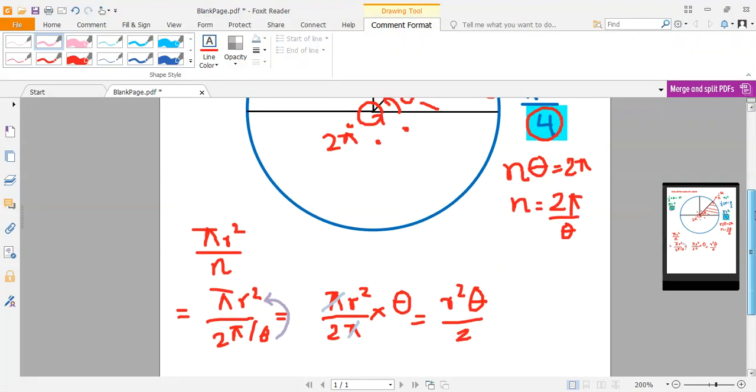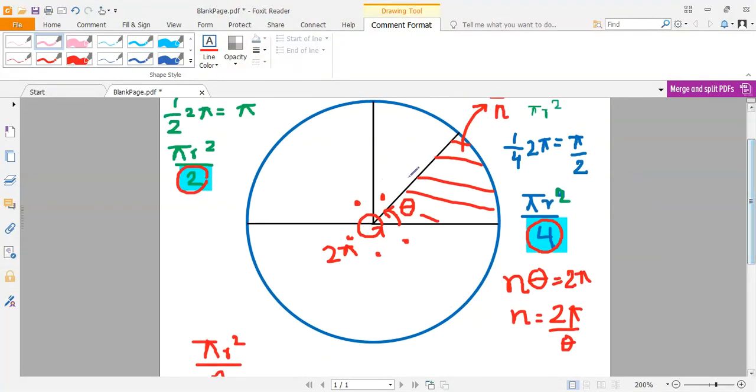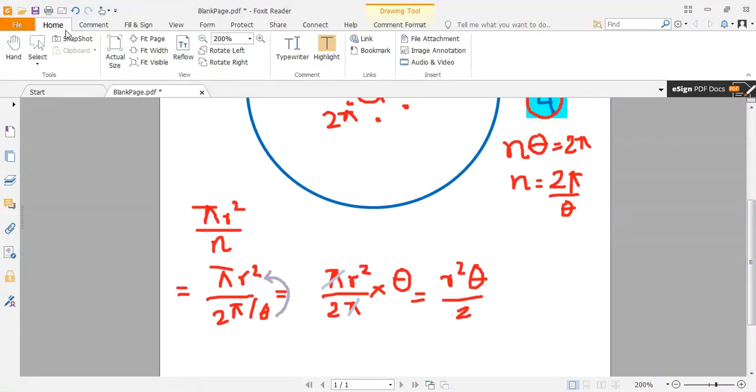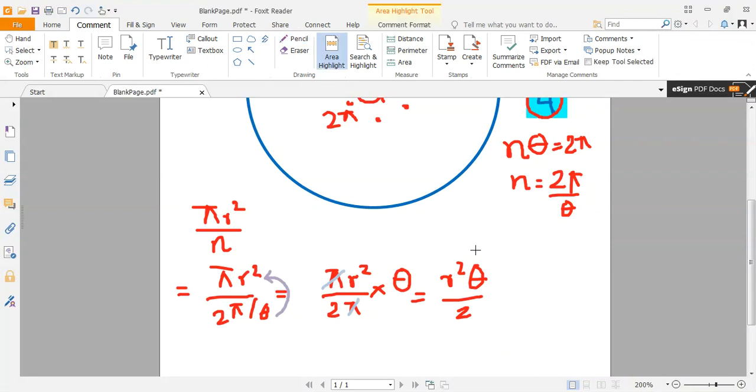That is essentially the area of this piece that I'm talking about, this pizza piece. This is the expression of the area of the sector that I've considered.